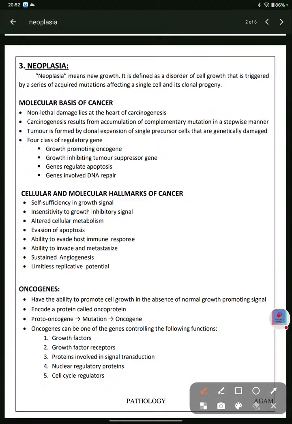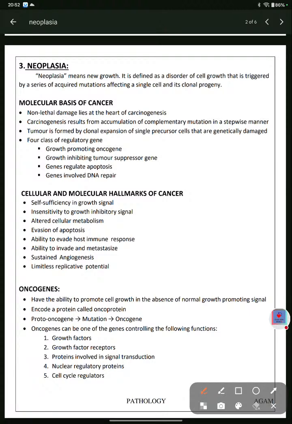So, molecular basis of cancer. Non-lethal damage lies at the heart of carcinogenesis. Carcinogenesis results from the accumulation of complementary mutations in a stepwise manner. A tumor is formed by clonal expansion of a single precursor cell that is genetically damaged.